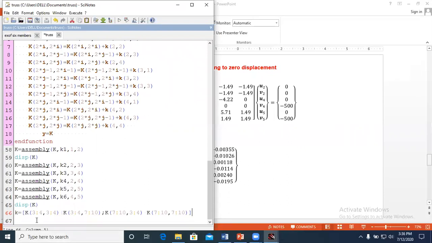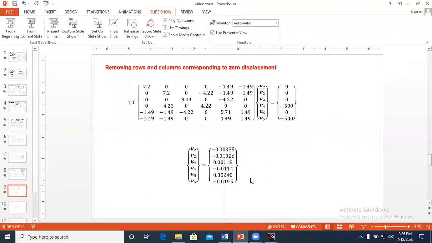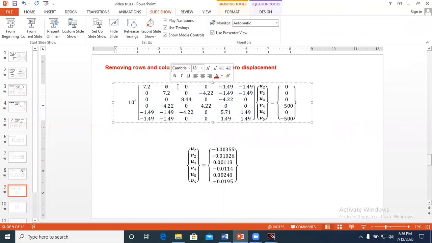You see this K stiffness matrix. How can we modify this stiffness matrix? K is equal to capital K of third row and fourth row. That means third row and fourth row, first four elements: third row and fourth row, and third column and fourth column. That means you will get only from this one, sorry, not this, first four terms.